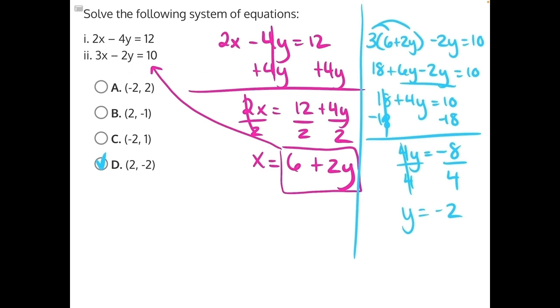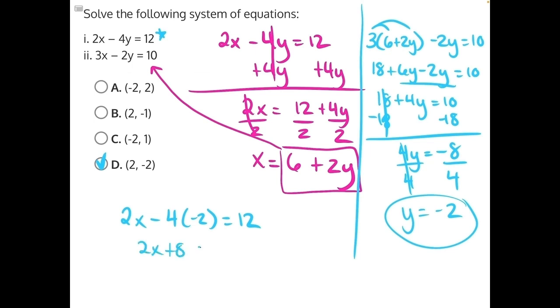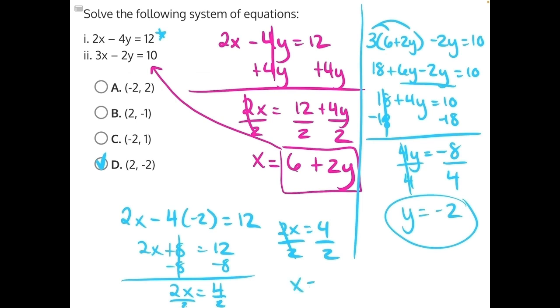From here, we would take this value of y, negative 2, and plug it into one of our equations. I would recommend the first one. 2 times x minus 4 times negative 2 equals 12. And then we can solve for x. Negative 4 times negative 2 will give us a positive 8. And then we'll subtract 8 from both sides. These will cancel, giving us 2x is equal to 4. Then when we divide both sides by 2, I know that's hard to see, we will get x is equal to 2, also showing us that D is our correct answer.